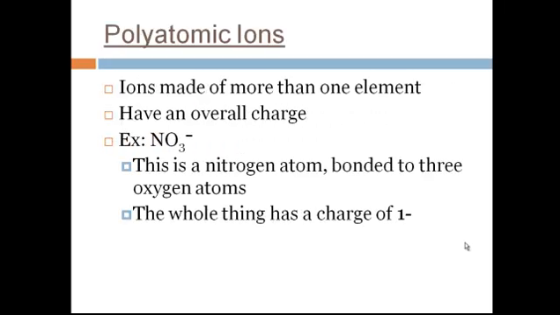If an ion has more than 1 element, it's called a polyatomic ion. So write this down in your notes. A polyatomic ion is an ion made of more than one element, and the whole thing has an overall charge. So for example, NO3 minus is a polyatomic ion. It is a nitrogen atom bonded to 3 oxygen atoms, and the whole thing has a charge of 1 minus.